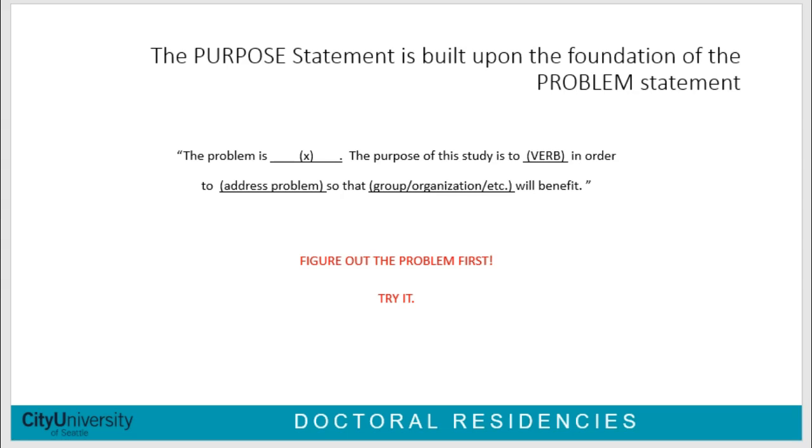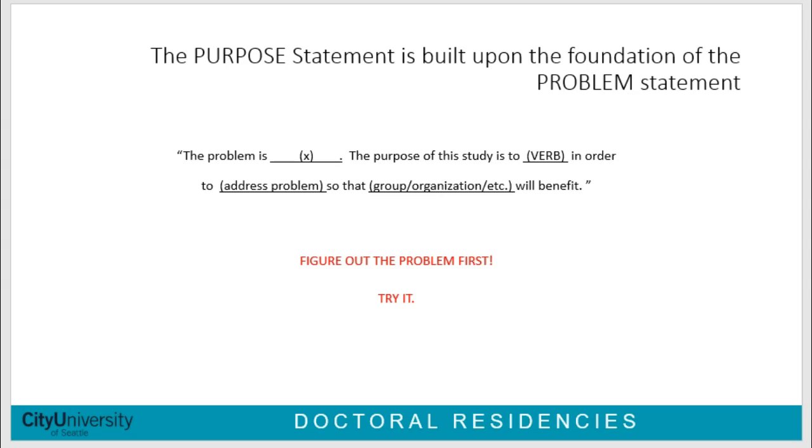The purpose statement is built upon the foundation of the problem statement. So fill in the blank. The problem is your problem. The purpose of the study is to blank in order to blank so that blank will benefit. Now you can see that you have to have the problem statement before you can create a purpose statement. It's very important because they build upon each other. You have the problem, and then from the problem flows the purpose.